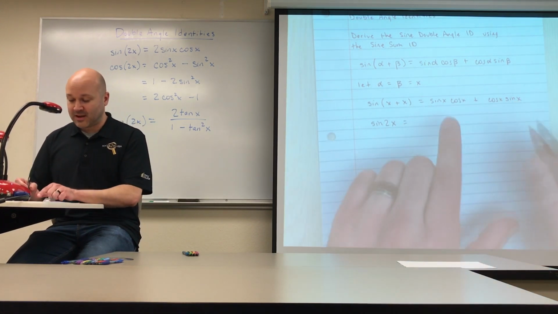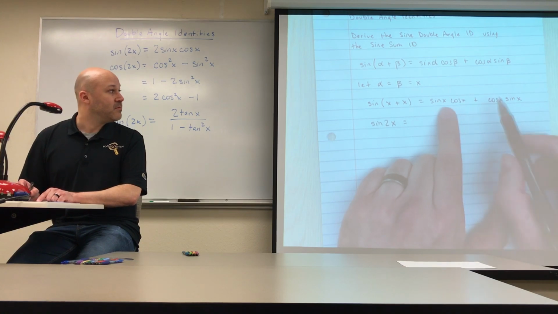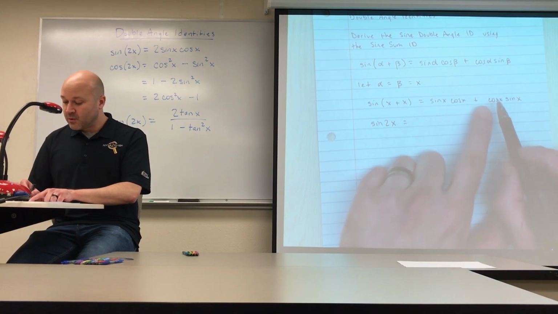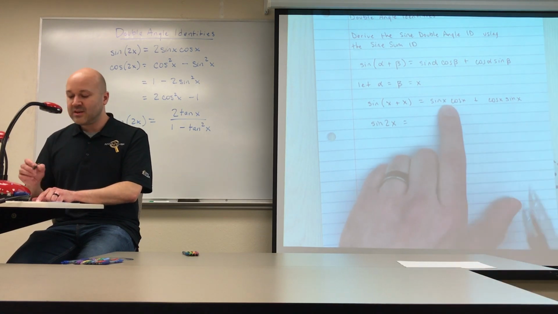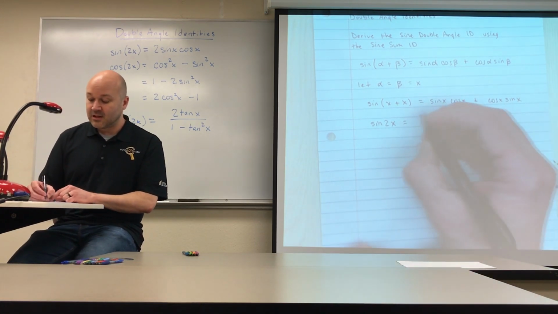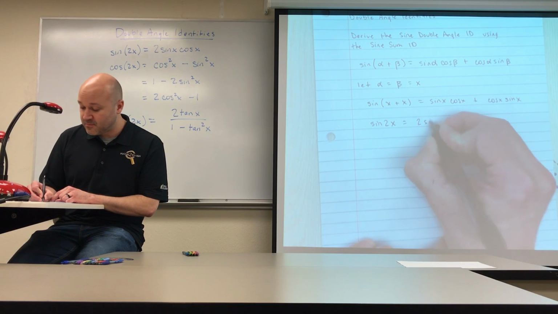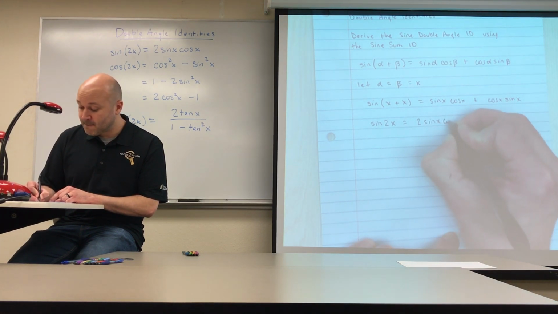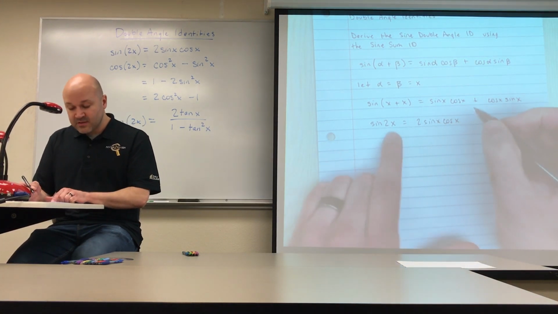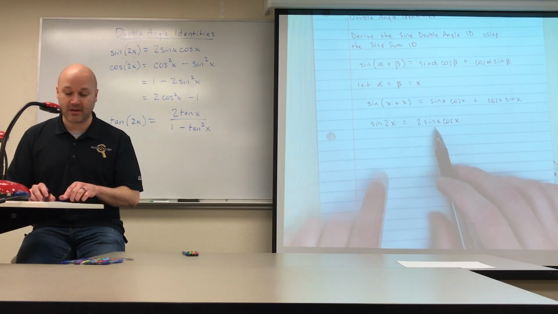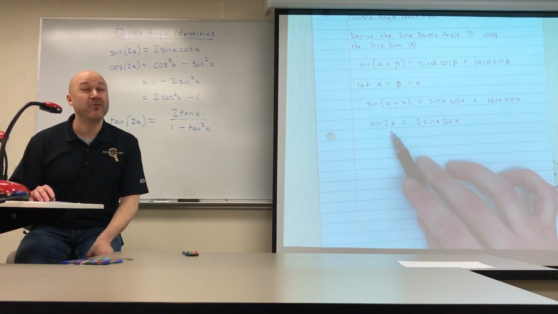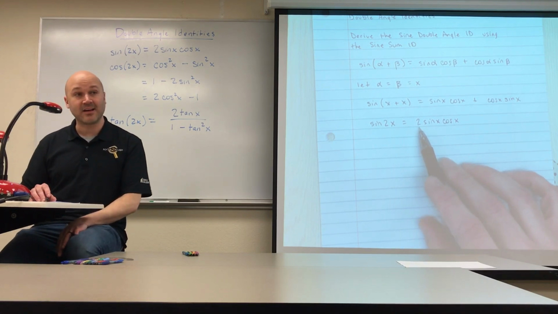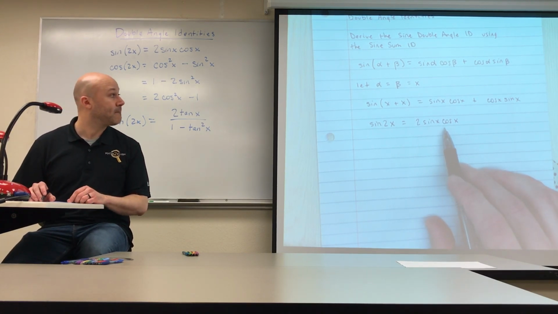And on the right-hand side, these are the same term. Multiplication is commutative, so cosine times sine is the same thing as sine times cosine. So I have one of these plus another one of these. Together, I've got two of those. This is sine's double angle. That's the first one I have written on the board up here. Sine of 2x can be rewritten as 2 sine x cosine x.